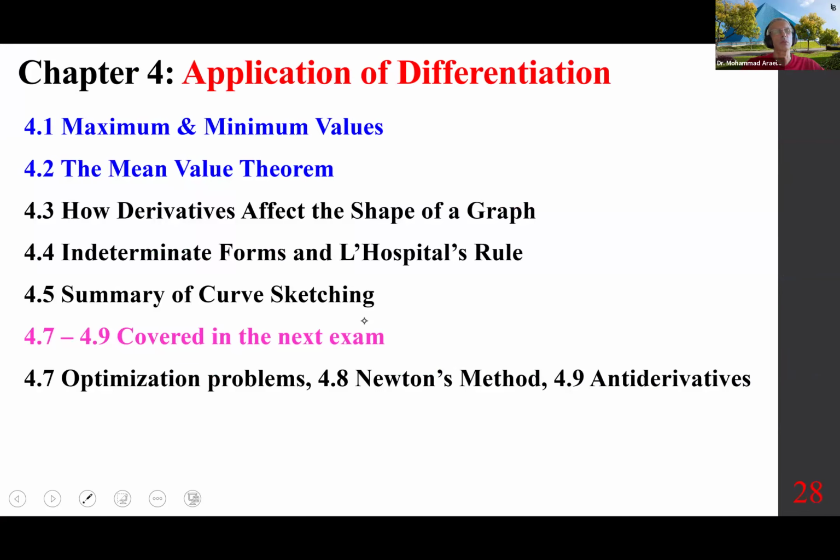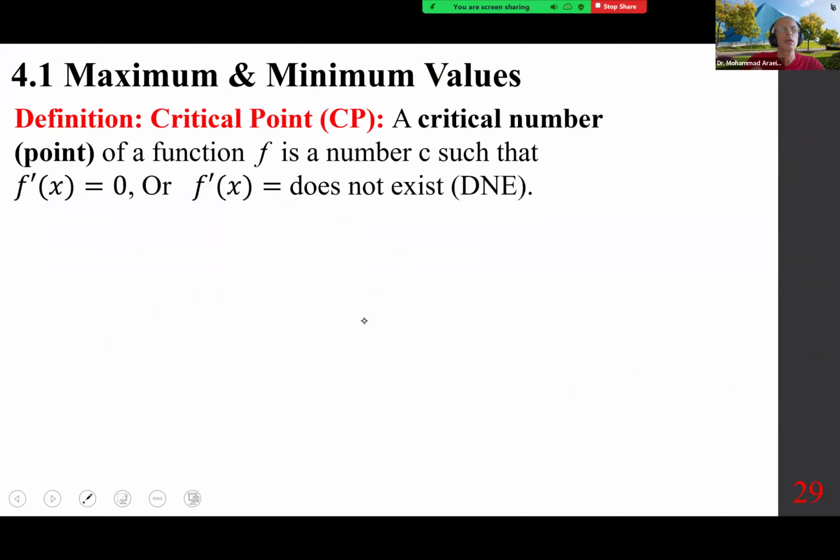So the sections that we will cover. 4.1, maximum and minimum values. Definition, critical point, short CP: a critical number of a point of a function f is a number c such that f prime of x equals 0 or f prime does not exist, DNE.